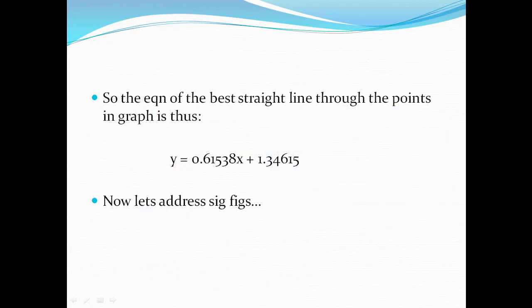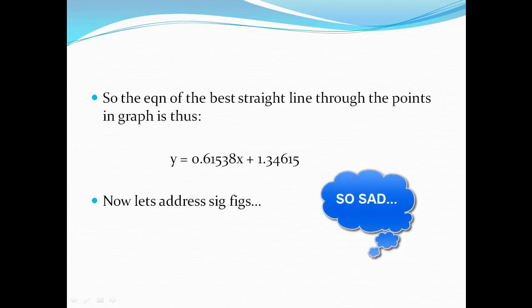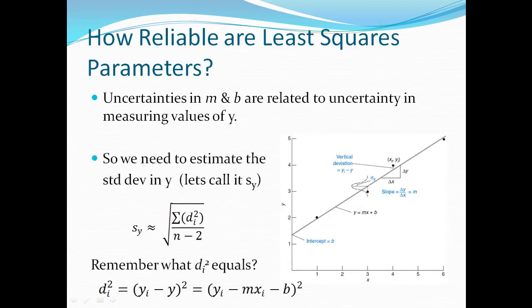And finally, we are able to give the equation for the best straight line, which is y equals 0.61538x plus 1.34615. Are we done? Unfortunately, no, we're not, because we haven't addressed significant figures. The way we do that is by estimating the standard deviation in the y-axis and all the y vertical deviations. The uncertainties in the slope and in the y-intercept are related to the uncertainty in measuring the values of each y point. So that's why we need to estimate the standard deviation in y.